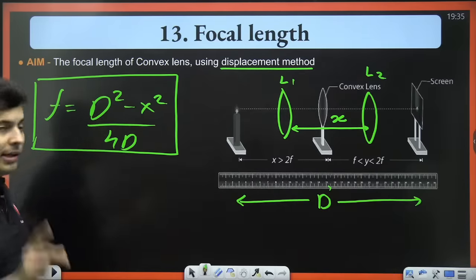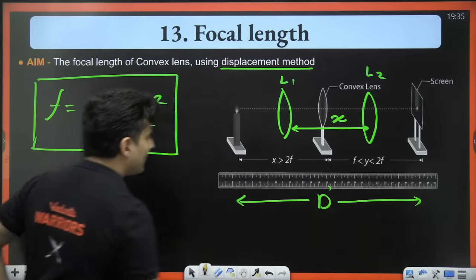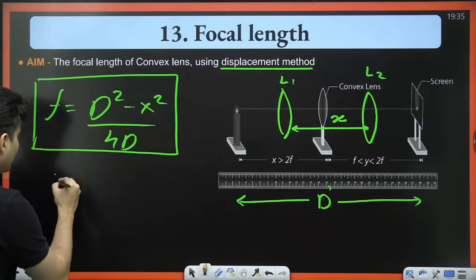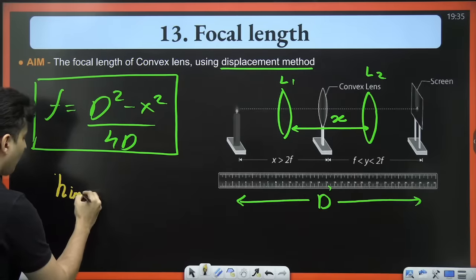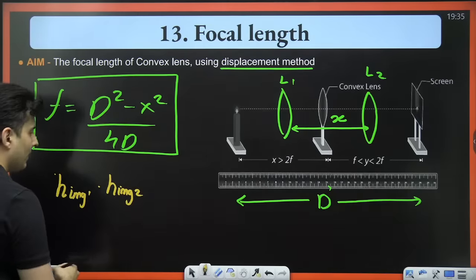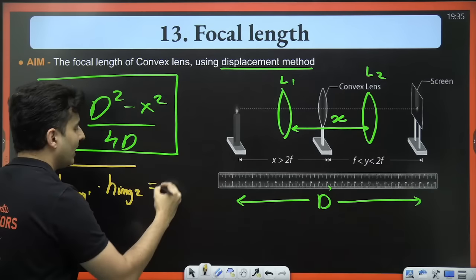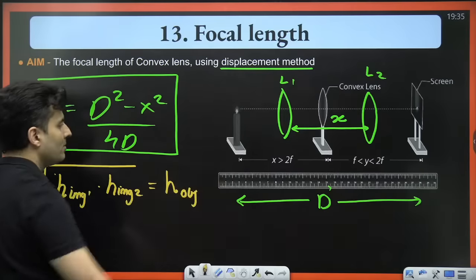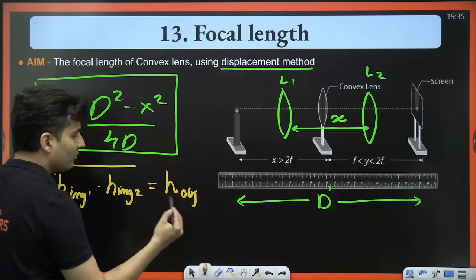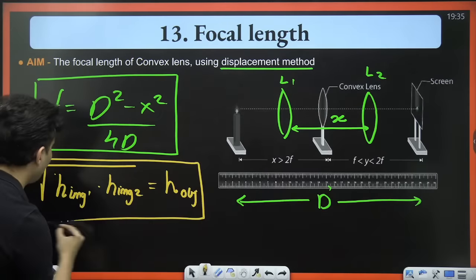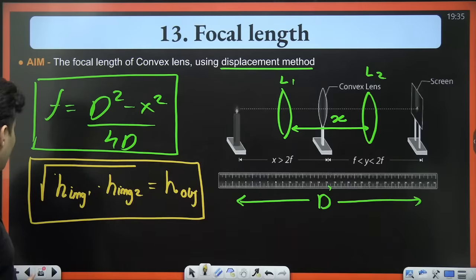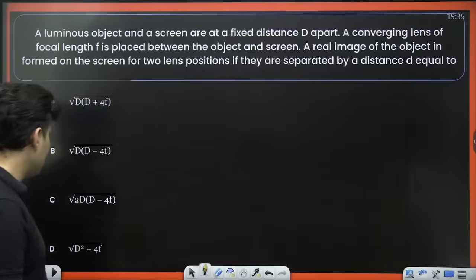Very good. One more thing which you should also know here is that for the images that you get on the screen, if you measure the image heights, the height of the image in the first case multiplied by the height of the image in the second case, and you put it inside the root, you will get the height of the actual object. So the root of height of image 1 times height of image 2 will be the height of the object. This is also a very, very important formula. Keep these things in mind. So let's have a look at some questions based on this.